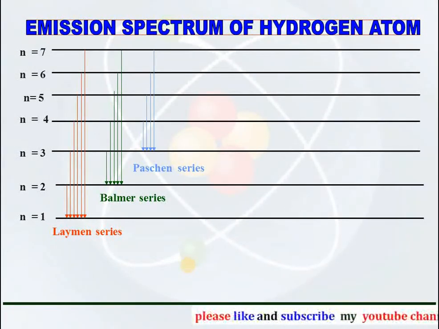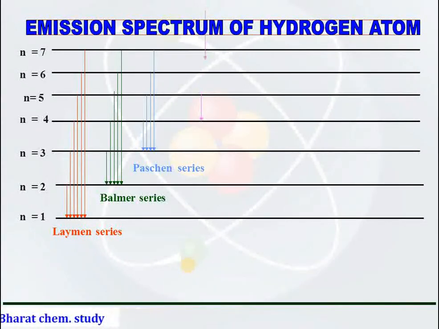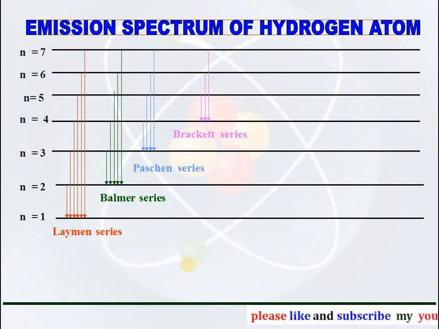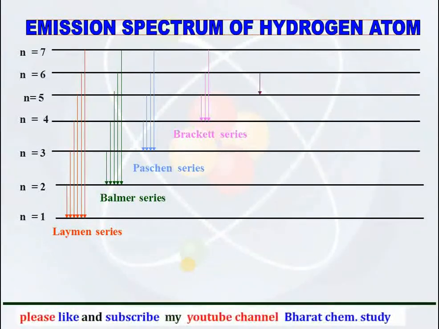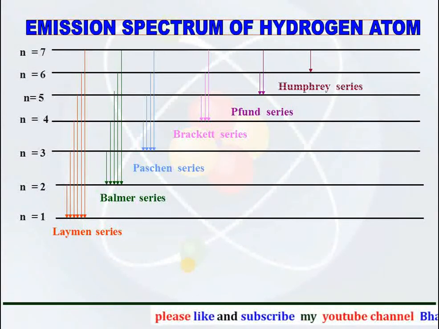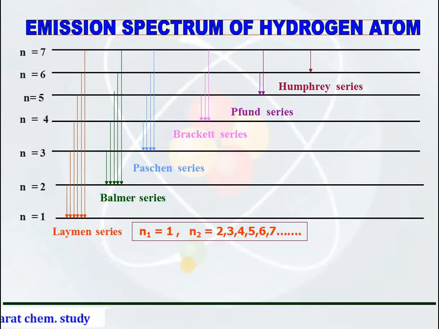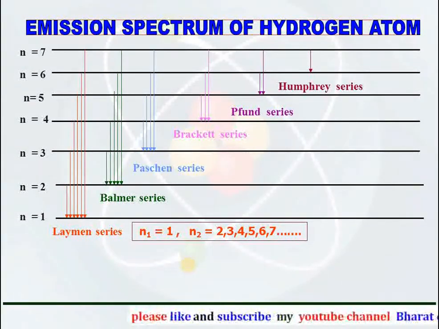Similarly, when the electron jumps from any other shell but comes back only to the fourth shell, the series is called Brackett series. When it remains at the fifth shell, it is called Pfund series. And when it remains at the sixth shell, it is called Humphreys series. The important thing to learn about these series is the shell at which the electron falls at last, that is n1. For Lyman series n1 equals 1, and n2 will be either 2, 3, 4, 5, 6. That means the electron can fall from any shell.